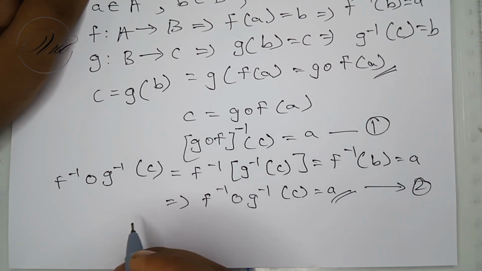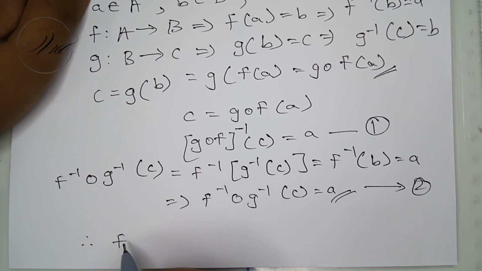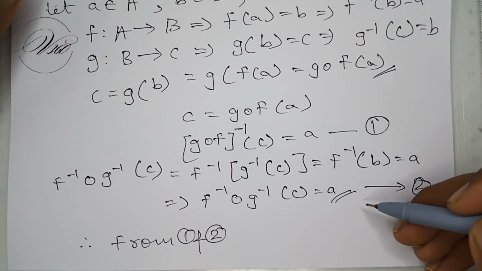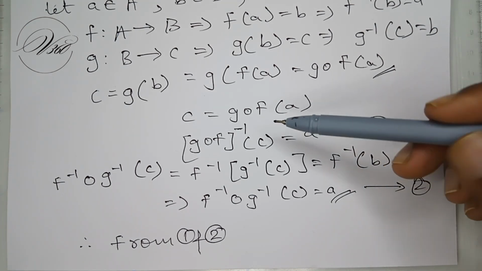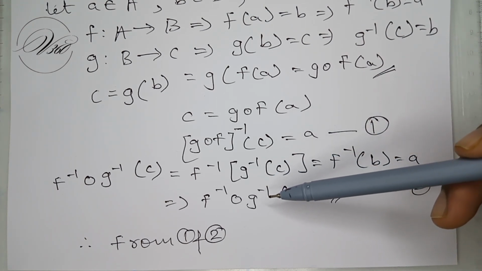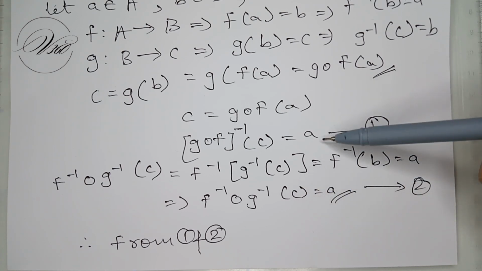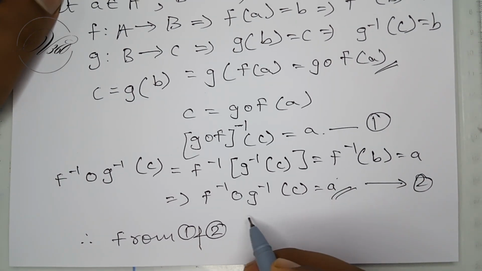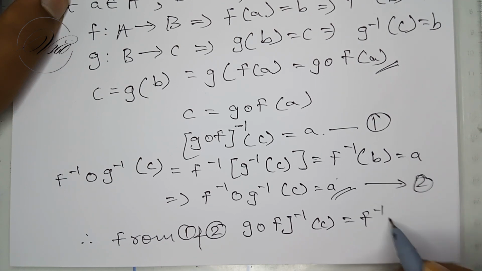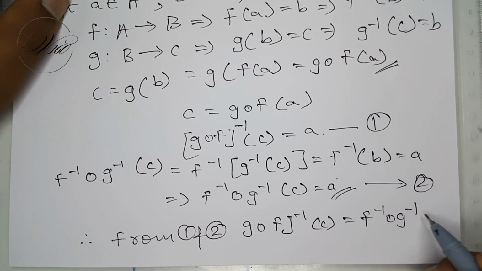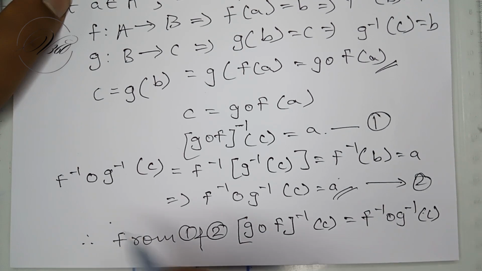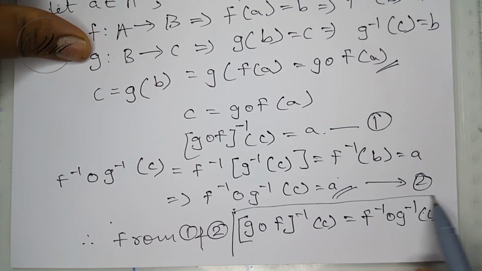All right, now therefore we will get from equation 1 and 2, in the first equation we got GOF whole inverse C is equals to A, and F inverse O G inverse of C is equals to A. Here A only, here A only. So we can write that GOF whole inverse of C is equals to F inverse O G inverse of C is the answer. Okay, we will get the proof.